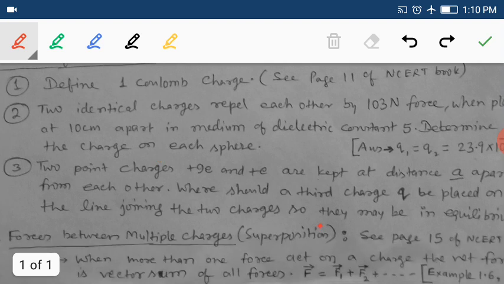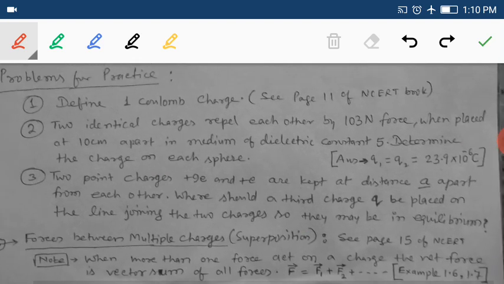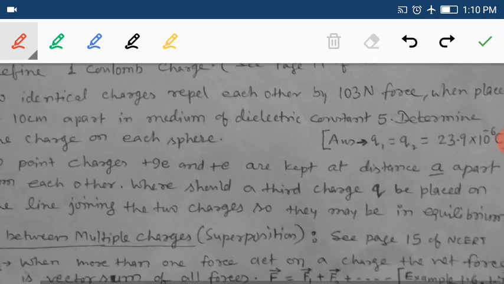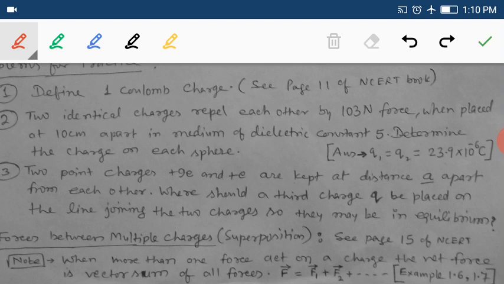Next question is again about two charges. See here, 2 point charges plus 9e and plus e. e यहाँ पर एलिमेंट्री चार्ज है जो कि आपको पहले टॉपिक में बताया गया था. These are kept at distance a apart, डिस्टेंस कितनी है? a है, only distance a apart. 2 charges plus 9e and plus e, these 2 charges are kept at distance a apart from each other. Where should a third charge q be placed on the line joining? हमें इन दोनों के बीच एक लाइन ड्रॉ कर देनी है, और उस पर कहाँ मैं एक थर्ड चार्ज को रखूँ कि सारे चार्ज इक्विलिब्रियम में हो जाएं.